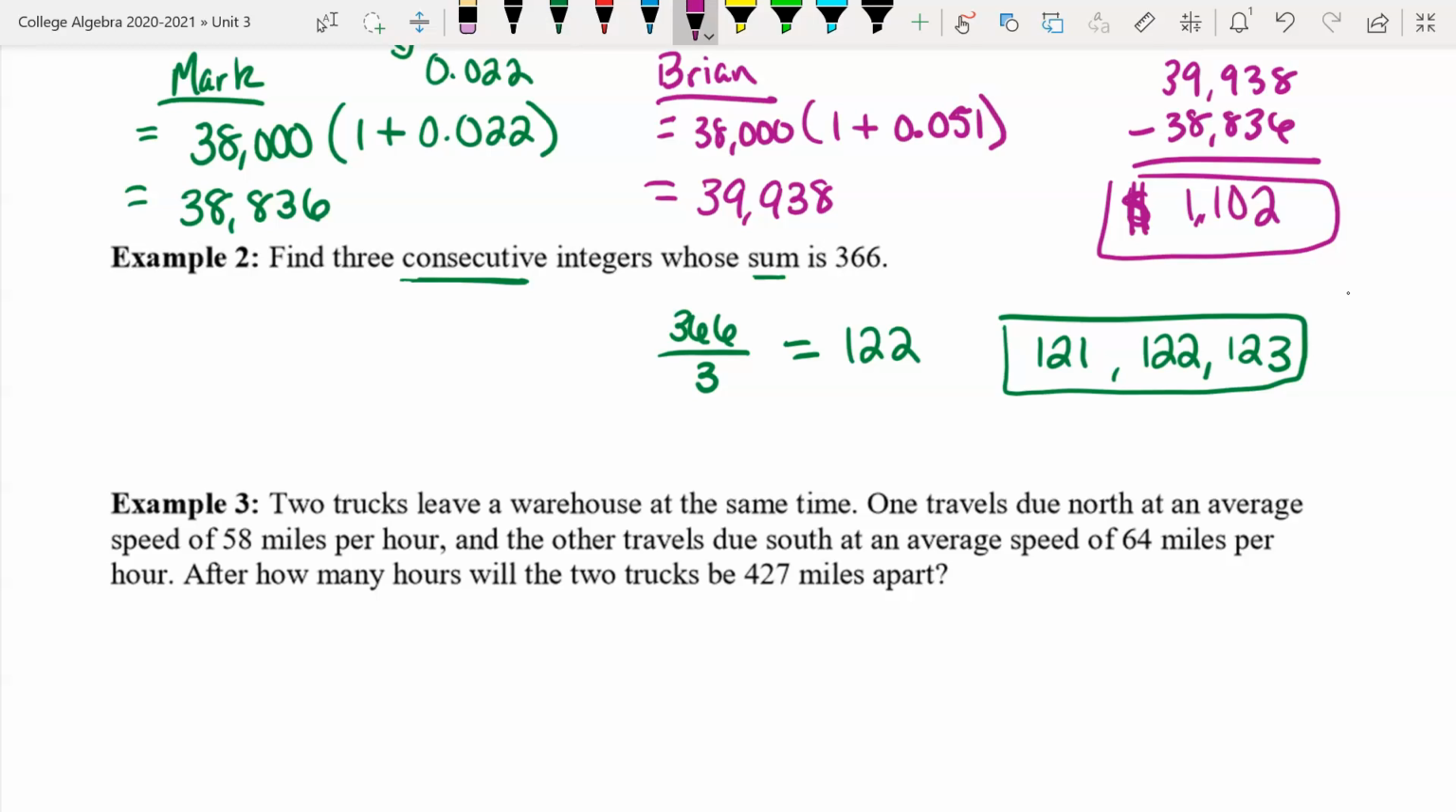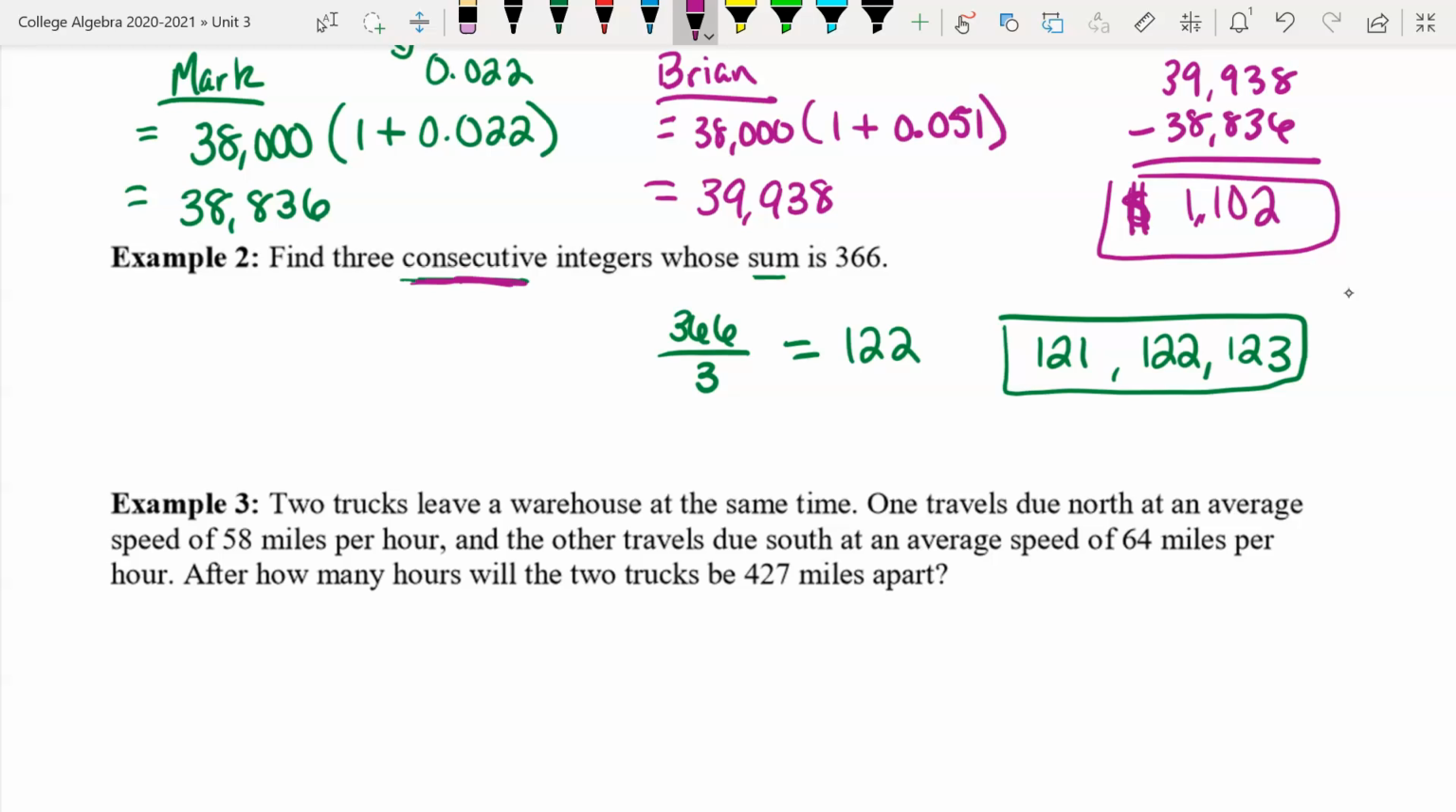All right, just be careful on the Hawks. Instead of saying 3 consecutive integers, they're going to say like 3 consecutive even integers. So it has to be even numbers. 121 is not an even number, but 120 would be. And 123 is not an even number, but 124 would be. So you just have to make sure you read the instructions, because it's going to tell you if it's even, odd, or consecutive, and it does matter. But you can always check it.